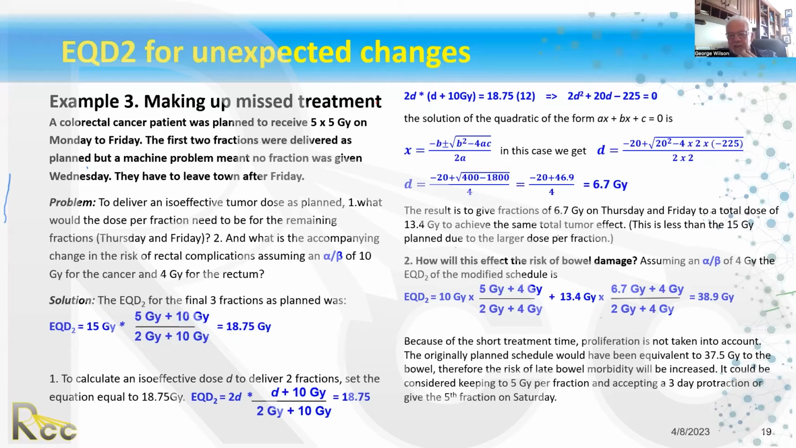So again, you would have to consider, is this enough to really change the fractionation and maybe not do these 2 larger fractions, but try and space out the fractions over 3 days and give another fraction on the Saturday. So again, these are decisions that clinicians have to make. But again, the equivalent dose in 2 gray calculations can help you understand how much dose you're actually giving when you have to unexpectedly change a treatment.